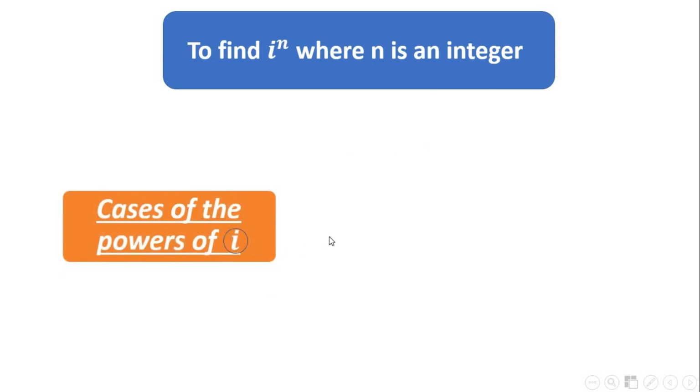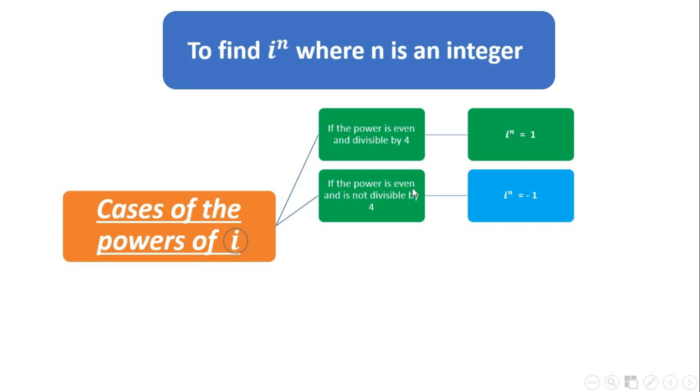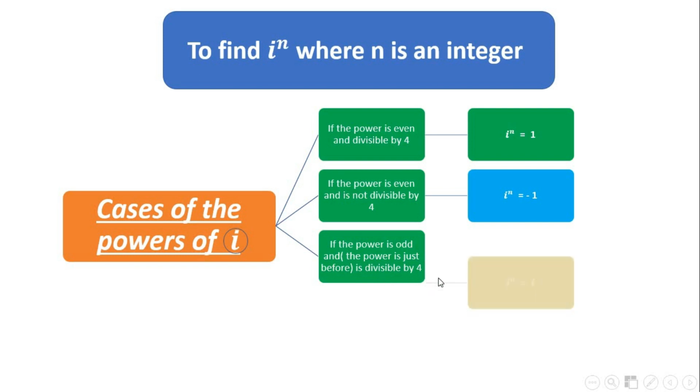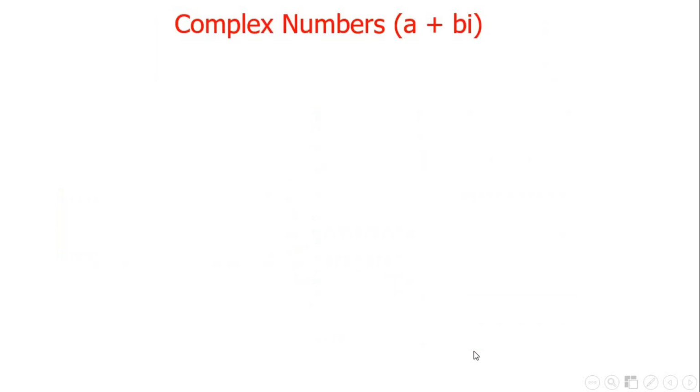Cases of the powers of i. If the power is even and divisible by 4, then i to the power n equals 1. If the power is even and is not divisible by 4, then i to the power n is -1. If the power is odd and the power just before it is divisible by 4, then i to the power n equals i. And if the power is odd and the power just before it is not divisible by 4, then i to the power n equals -i.